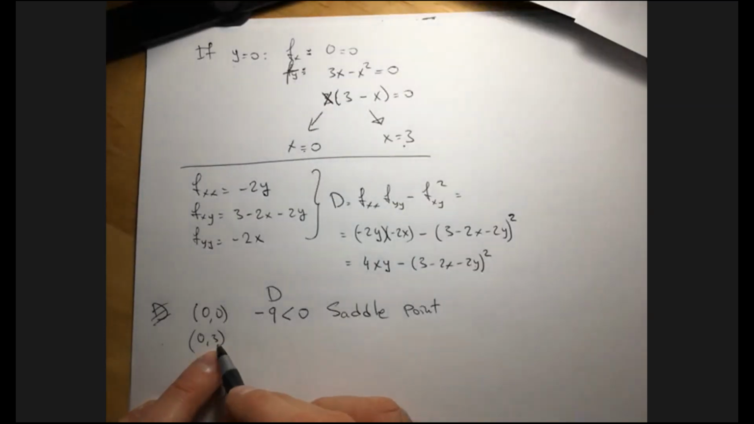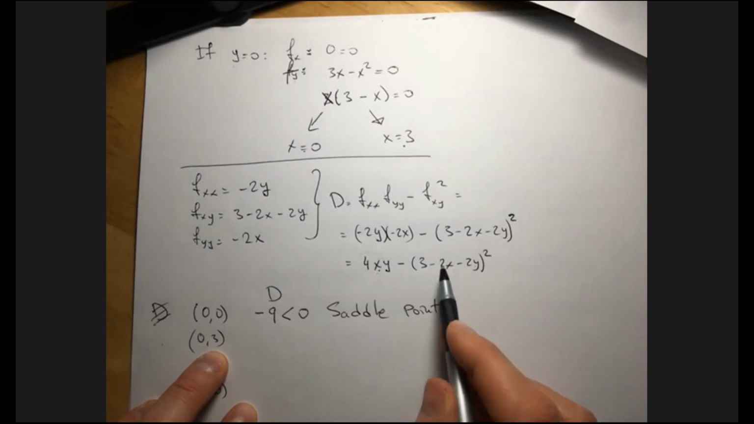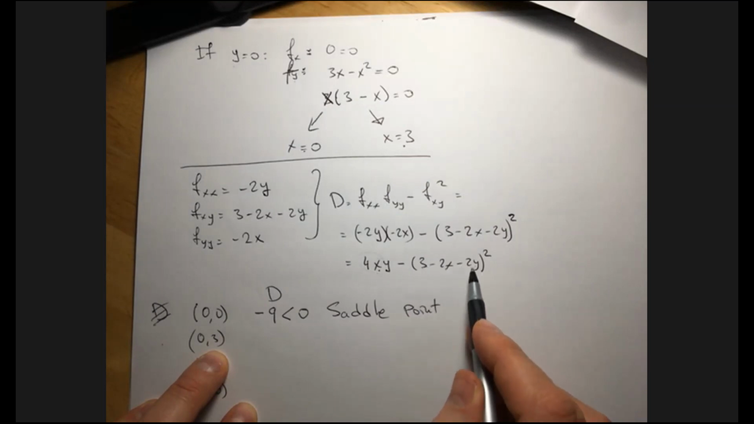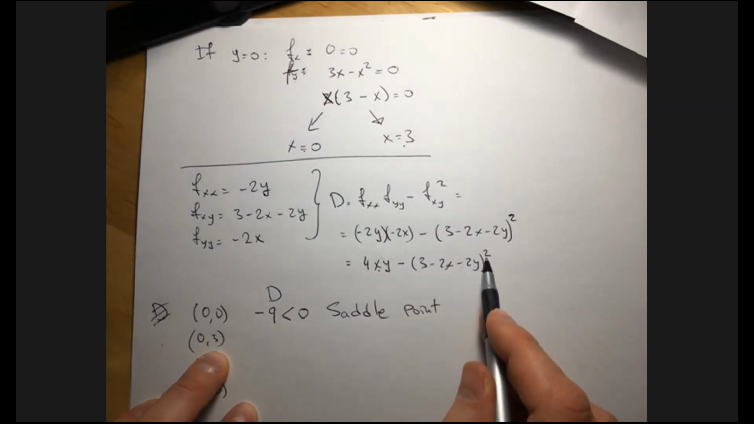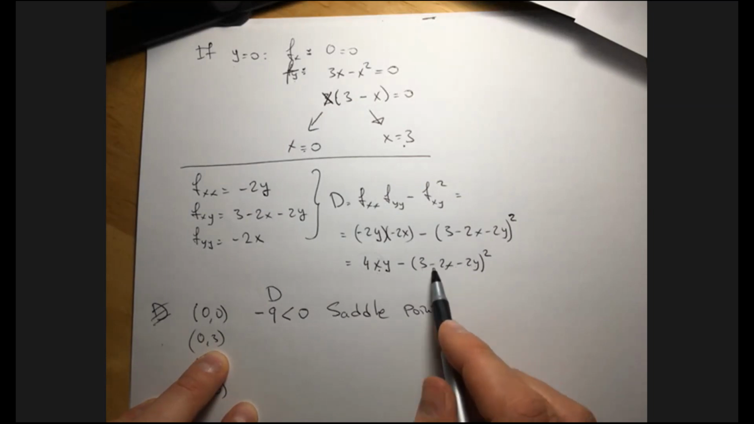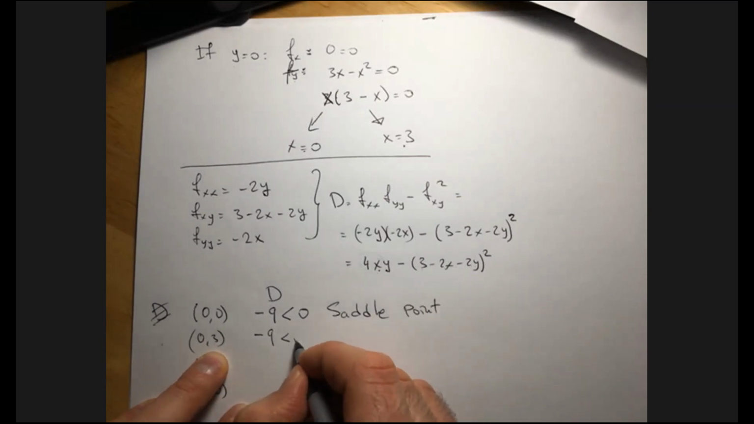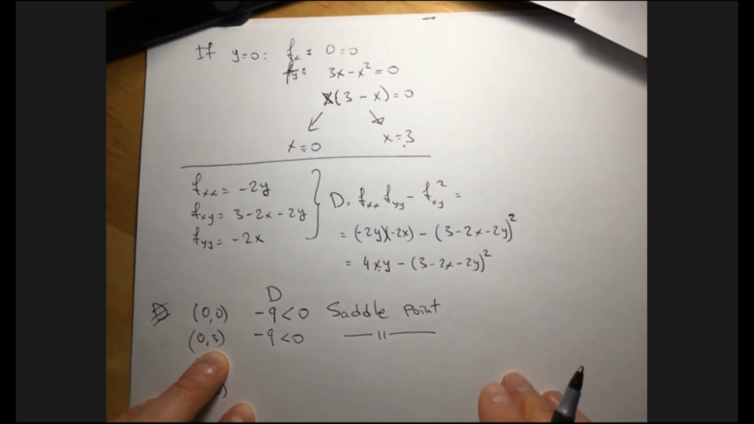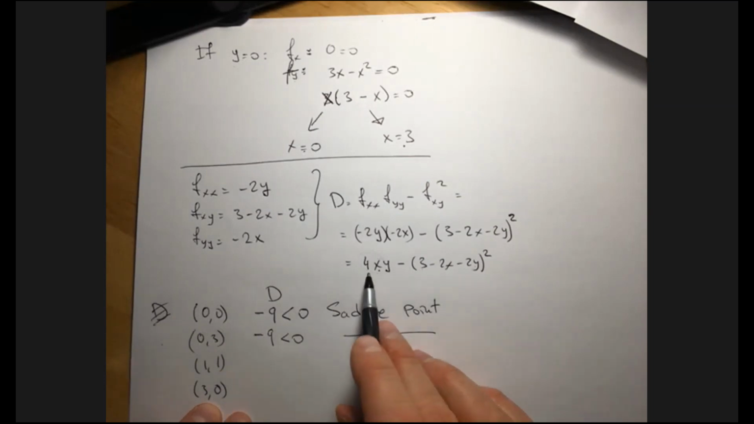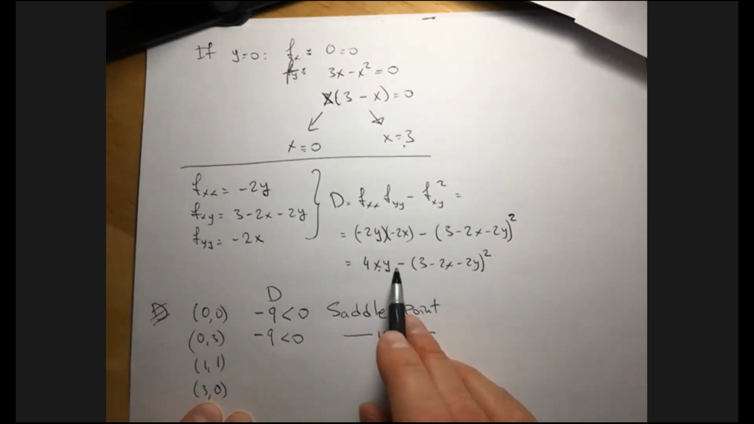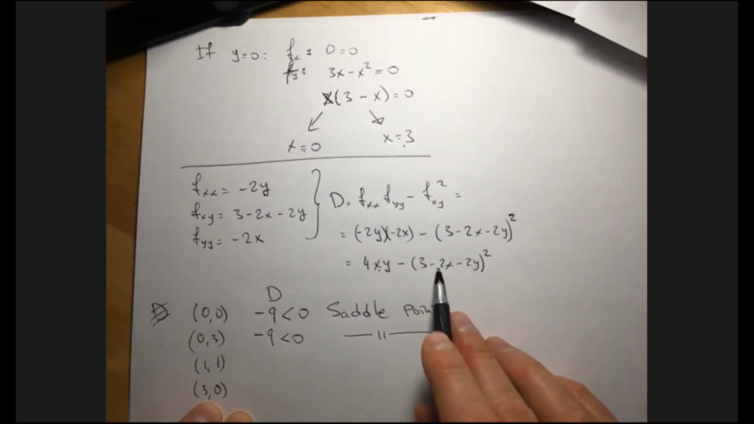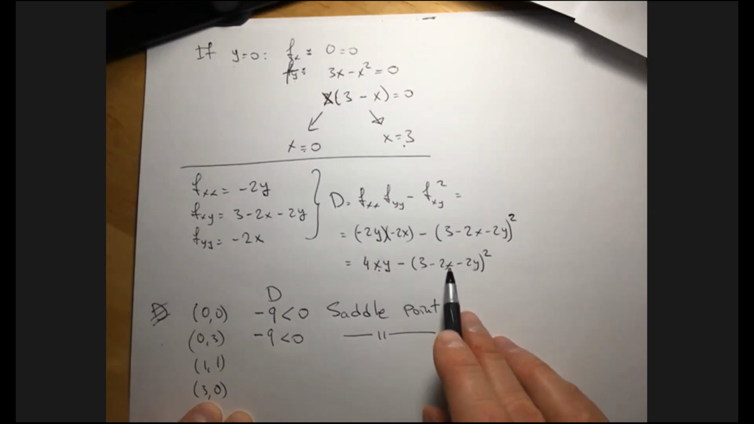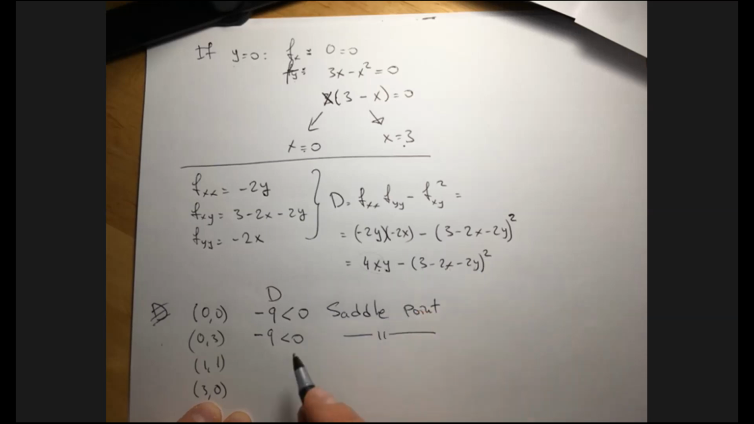At the point 0, 3, x is 0, so I have 0. This is also 0. So I have 3 minus 6 is negative 3, squared is 9 with negative in front, again negative 9, less than 0, saddle point. Let's look at the last one. Y is 0, so this is 0. 2 times 0 is 0. 2 times 3 is 6. 3 minus 6, negative 3, squared is 9, with negative in front, negative 9, less than 0, saddle point.